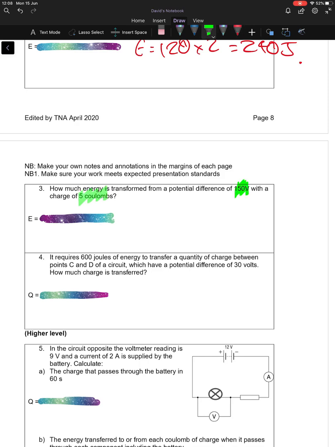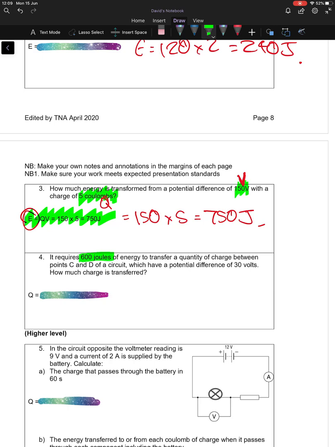How much energy is transformed from potential difference of 150 volts, 5 coulombs of charge? We want to know E. We've got a Q. We've got a V. What do we do with those two numbers? Yep, that's right. Times them together. Should equal 750 joules. As you'll see, answer there is the same.